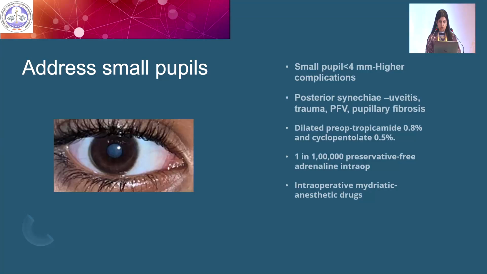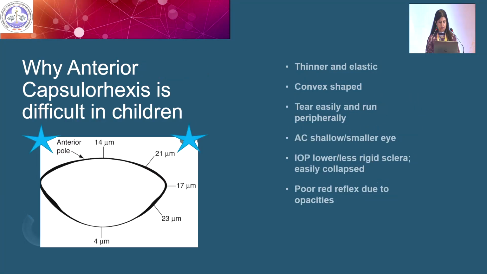How to address smaller pupils? Smaller pupils are less than 4 mm and they are associated with higher complications. They can be due to posterior synechiae secondary to uveitis, trauma, persistent fetal vasculature, pupillary fibrosis. We dilate preoperatively with tropicamide and cyclopentolate, or we can use intracameral adrenaline, or now we have an intracameral mix of adrenaline, lidocaine, and phenylephrine.